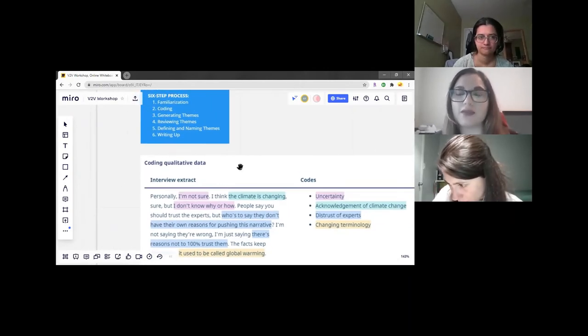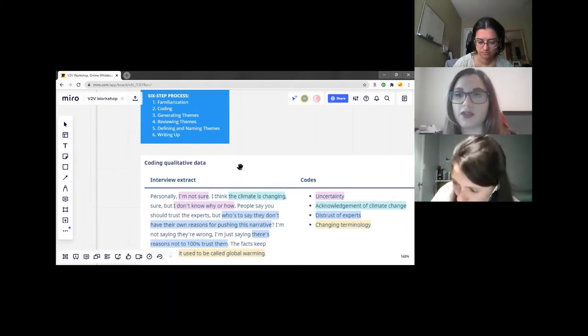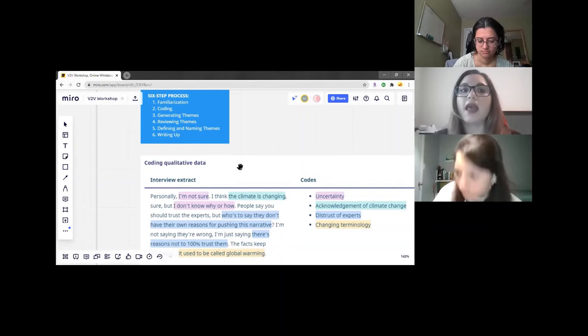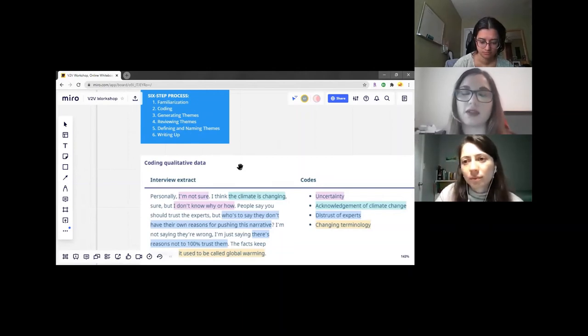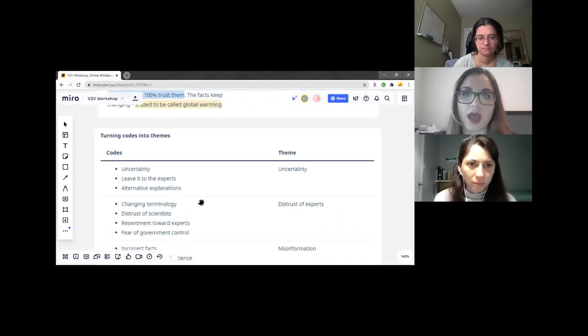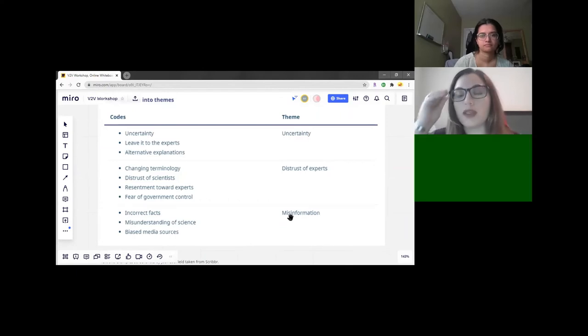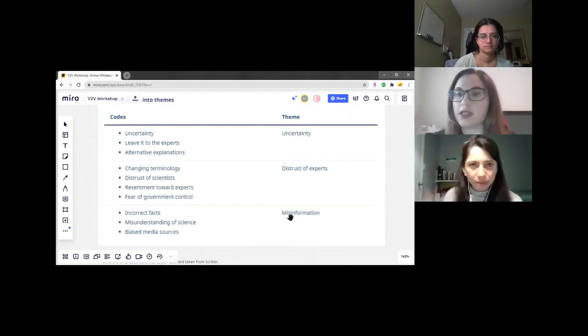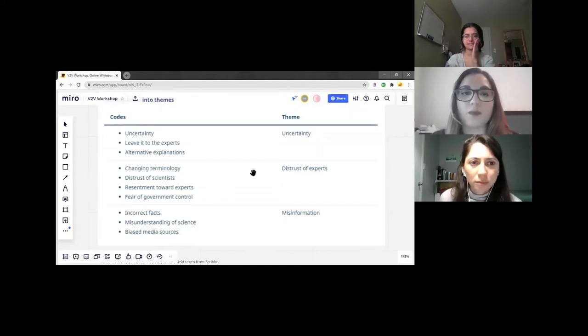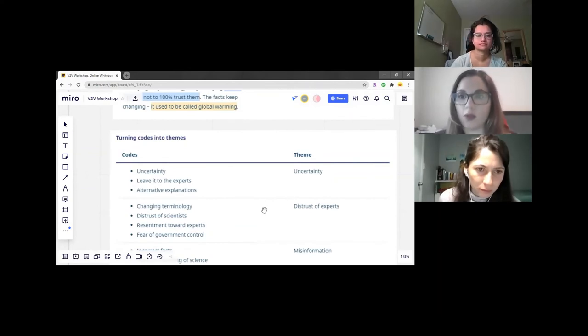This activity should be done not individually, but in groups, because we all have to agree on the themes and keywords that we are generating. Once you have the codes, you analyze them, and then you have the initial themes. Normally the themes should be more descriptive, for example, uncertainty about a specific thing, or distrust of experts, and then we define what expert means. Once we have the initial themes, we review and develop them and make them more descriptive.